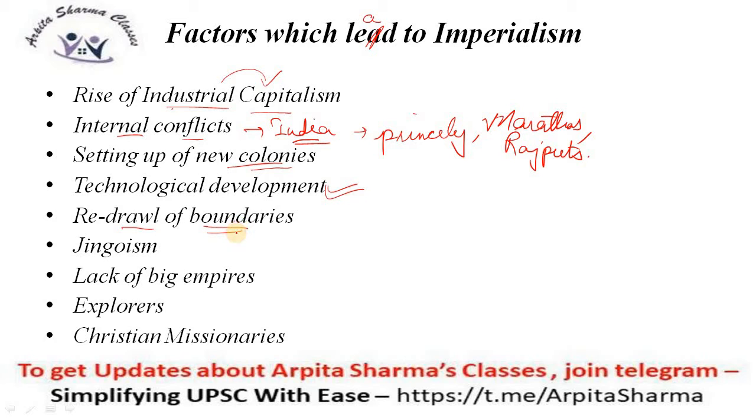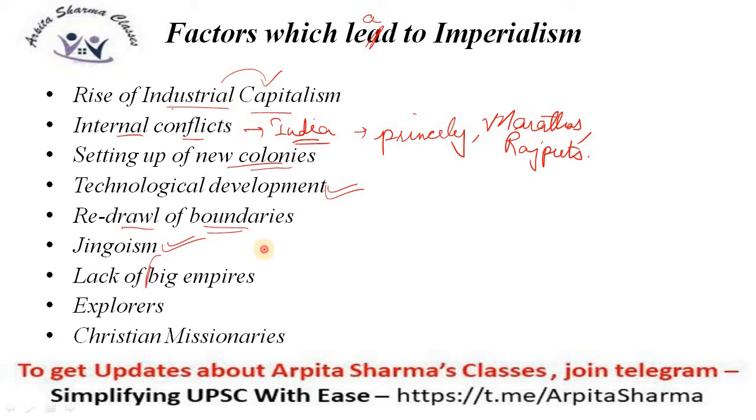Redrawal of boundaries. During the 18th to 19th century, the redrawal of boundaries was taking place in all the countries. Even if you talk about Britain or USA or France, they were all redrawing their boundaries. They were trying to annex territories as much as possible. Hence, this also led to imperialism. Jingoism, I have already explained what Jingoism is in the previous lessons. If you have not understood, please go through the previous lessons.